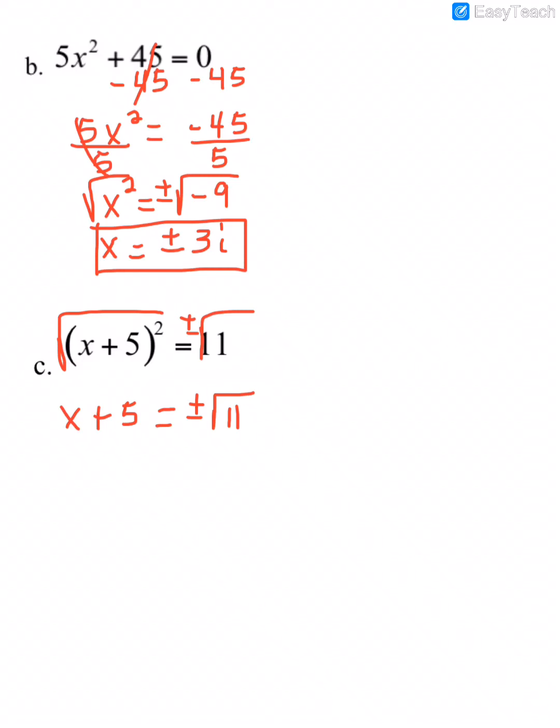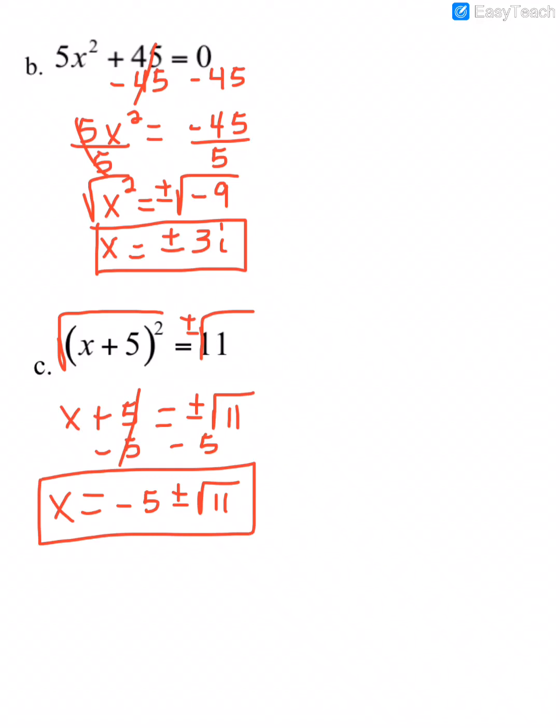Okay, 11 is not a perfect square, and it doesn't have any perfect square factors, so we can't simplify that radical. But we're not done. We need to get the x by itself. So I'm going to subtract 5 from both sides, and I get x equals negative 5 plus or minus the square root of 11, and I'm done.